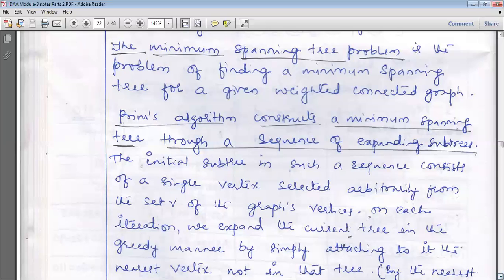So in brief, Prim's algorithm arbitrarily selects one vertex. After selecting that vertex, it will go on adding the next vertex. How does it add the next vertex? A vertex which is nearer to the current vertex with a minimum cost will be added. In the next step, again it will add the next vertex. Like this, it is going to add all the vertices in a graph to a tree, so that at the end when we calculate, it is going to give the minimum cost.